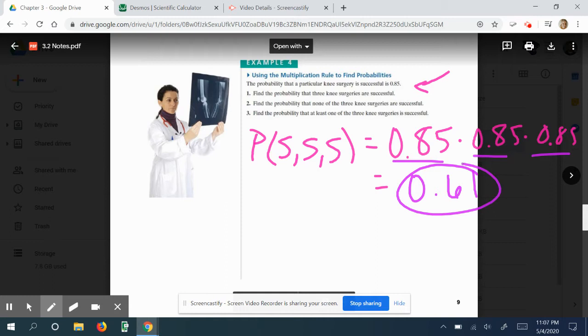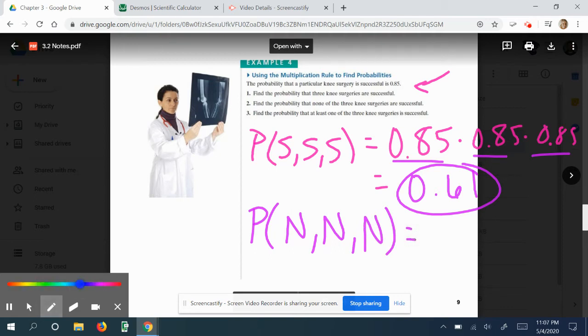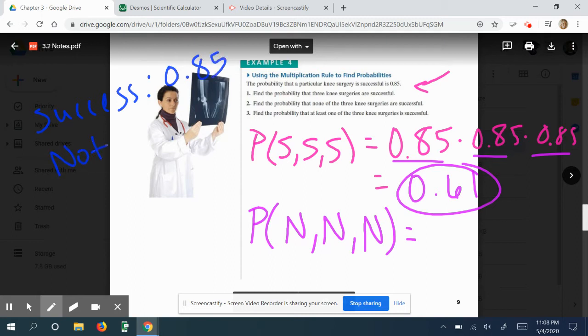Part 2, it says find the probability that none of the 3 knee surgeries are successful. So we're going to say not, and not. So we got to think back to our complements, right? Complement would be the opposite. So if the probability of success is 0.85, the probability of not success is going to be 1 minus 0.85, which is 0.15, right? So we'd say 0.15 times 0.15 times 0.15.